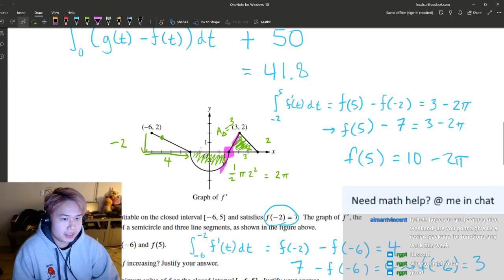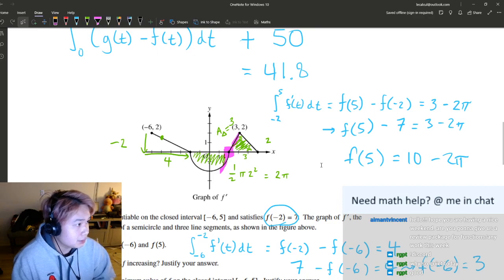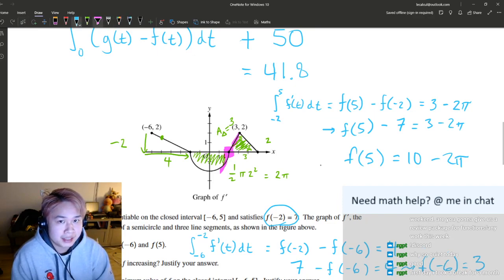Okay, so then let's find the tangent slope at 3. But we run into an issue, you see?